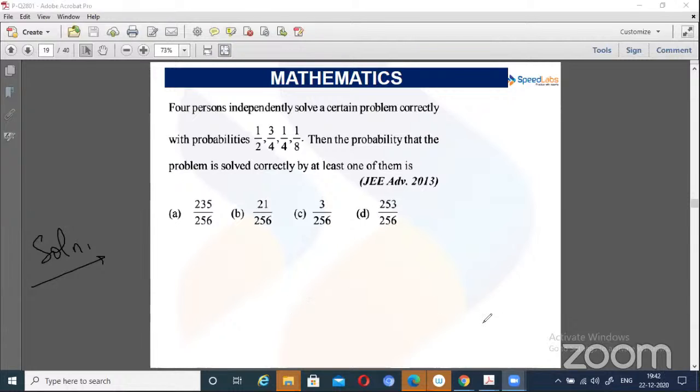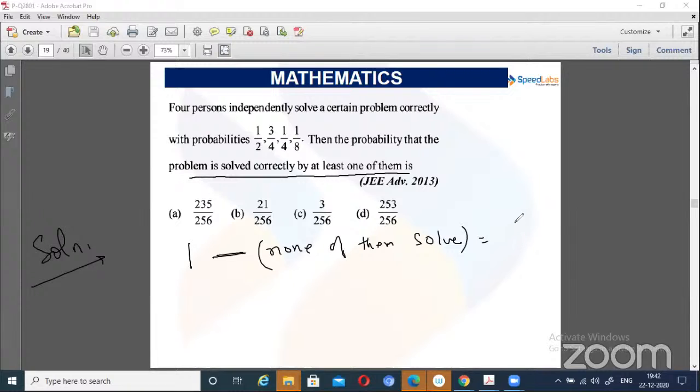Do we have an answer here? The question asks for the problem to be solved correctly by at least one of them, meaning any one or two or three or four persons solve it. The best way is one minus none of them solves it. This is easy. There is also a long way, where we take cases: one solved, two solved, three solved, four solved. This is the easier one to do. 1 minus none solved is equal to somebody solved it.